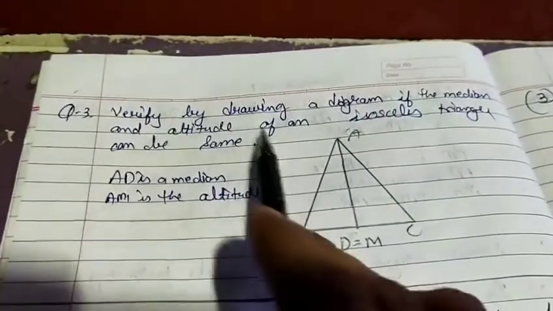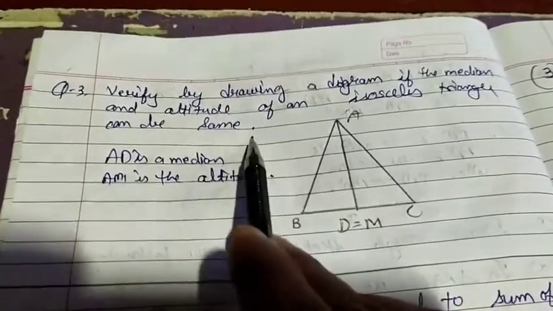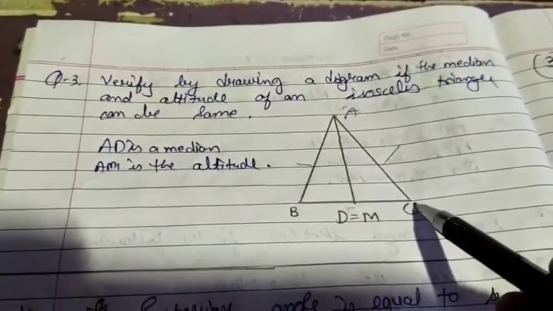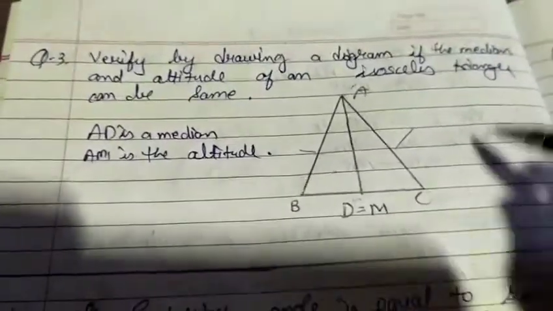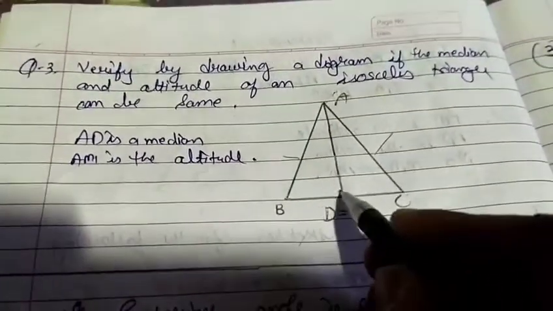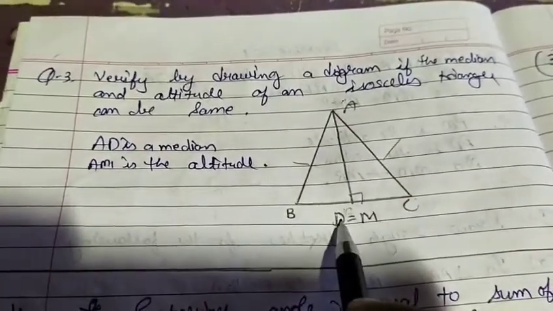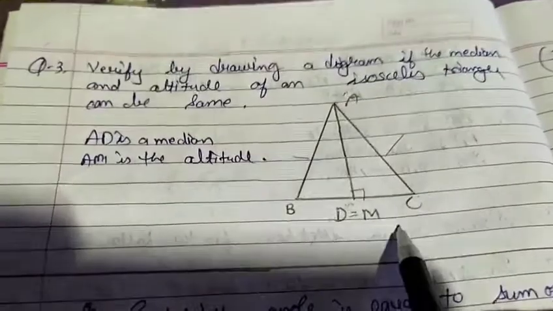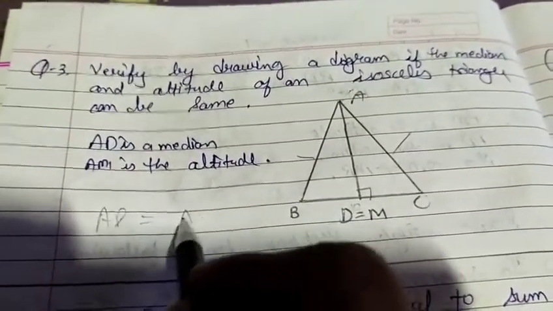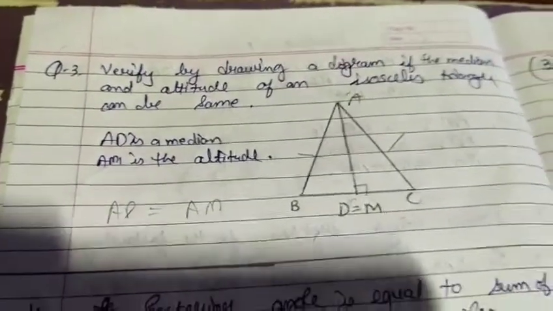Now the third question is, verify by drawing a diagram if the median and the altitude of the isosceles triangle can be the same or not. Isosceles triangle, dear student, means two sides are the same and another is unequal. In such a figure, the median also falls in the center and the altitude also falls in the center. So we can say that if you take AD as a median, AM is an altitude and AD is equal to AM. Both are the same.